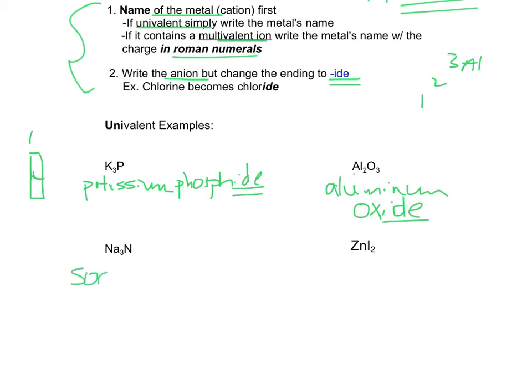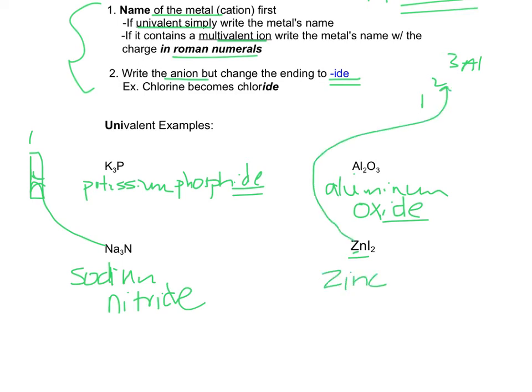Na is sodium. Sodium's also an alkali metal, always +1. And then nitrogen changes to nitride, sodium nitride. And then Zn looks like it's in no man's land, that multivalent box, but it is part of that 3-2-1 diagonal. Zinc's always a +2 charge, so there's no need to tell me Roman numerals. It would just be zinc iodide.